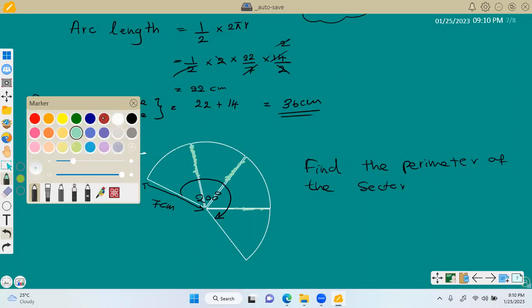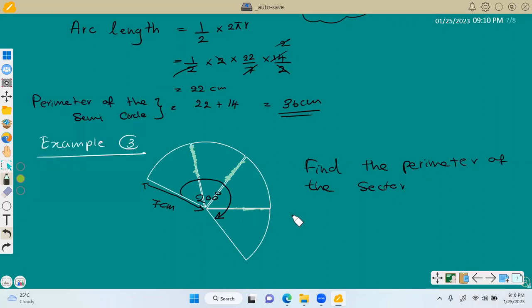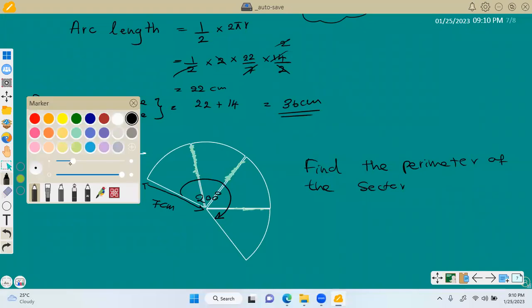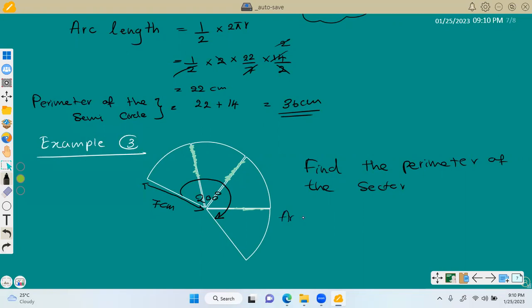Okay, let's see what the answer is. First of all, we have to find the arc length, no? Let's see how we find the arc length. Do you have any doubt, Naditi and Gimashi? To find it, theta upon 360 times 2πr. Then theta is 200, so 200 over 360 into 2πr.